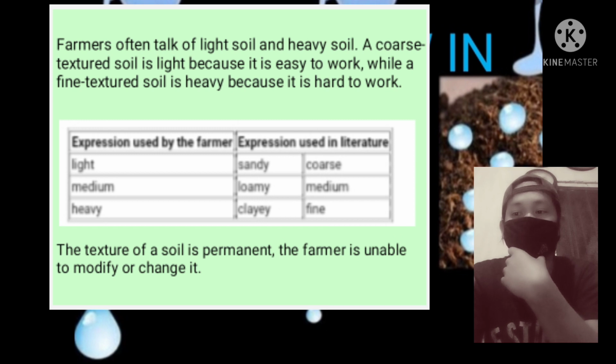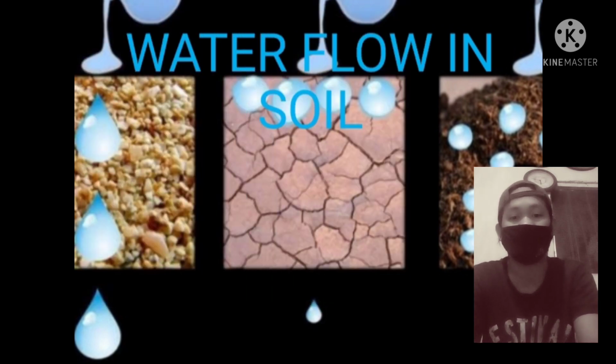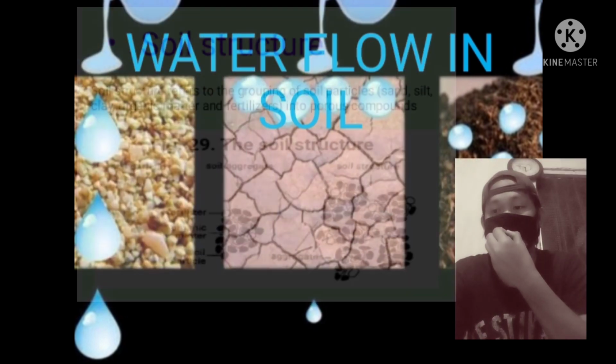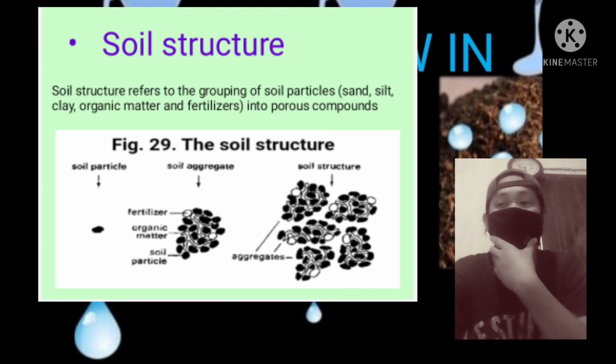The texture of soil is permanent. The farmer is unable to modify or change it. And the last one is soil structure.